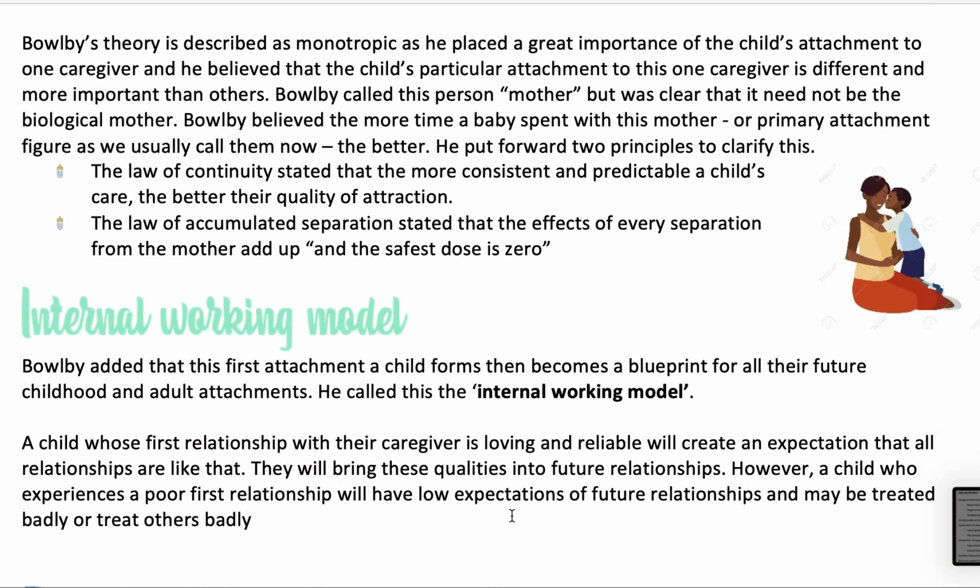And then the internal working model, so the first attachment a child forms becomes a blueprint for all future attachments. So essentially the quality and the expectations and the consistency of your first relationship would inform how you view future relationships. So it's kind of like a schema. So you develop a relationship schema, and then all future relationships you would expect to fit within that.